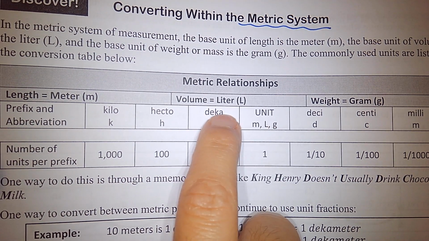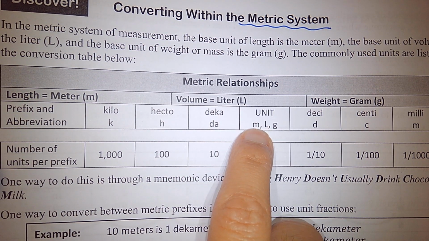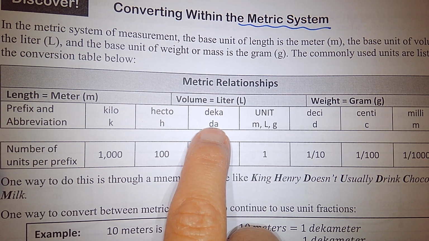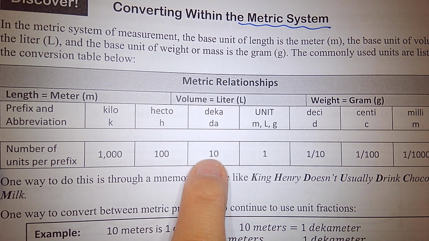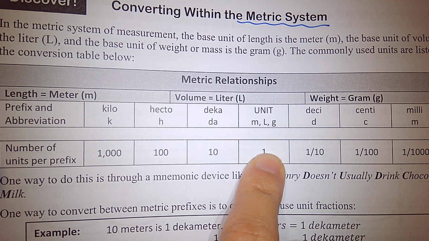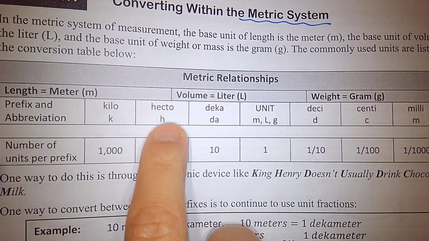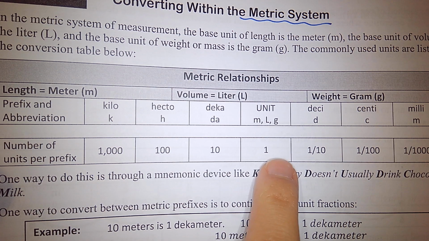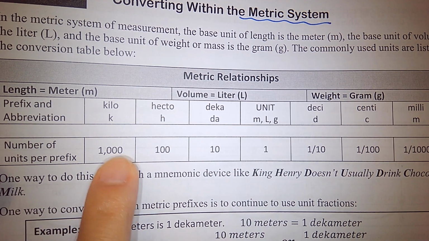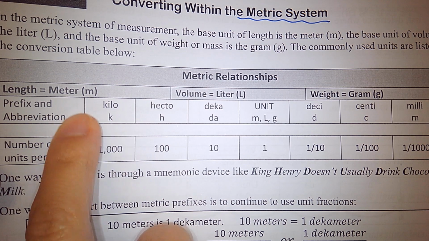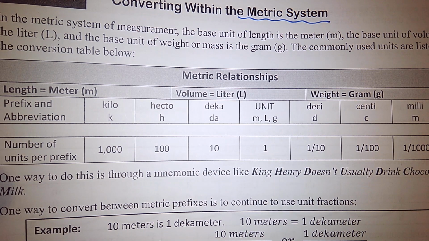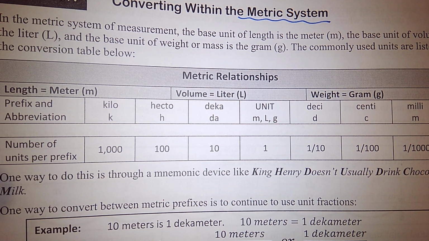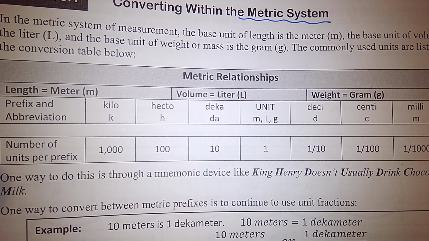Every 1 decameter equals 10 meters. So the prefix deca gives us 10 times the base unit. Hecto is 100 times the base unit. Kilo, which you've heard about more, is 1,000 times a base unit. Say a baby is born with 3,000 grams, which equals 3 kilograms. So kilo means thousands.